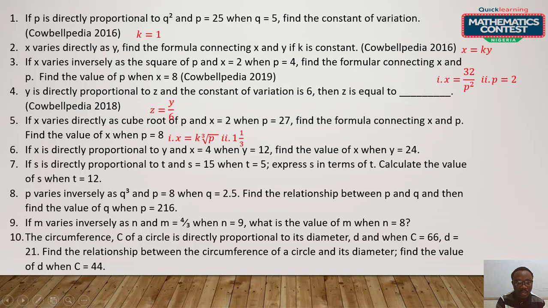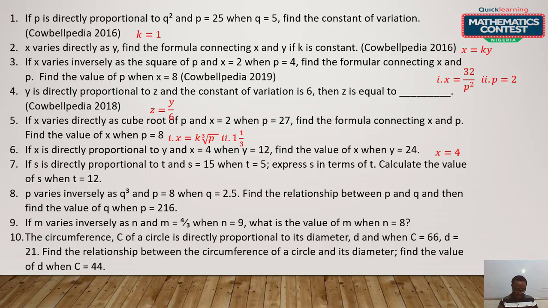Now let's go to number 7. If x is directly proportional to t and x is equal to 15 when t is 5, express x in terms of t. And finally, calculate the value of x when t is 12. I'll allow us to solve this. When we're done, we can continue, and you solve 8, 9, and 10 as your classwork later on. I'm also solving here to be sure the answer supplied here is correct.